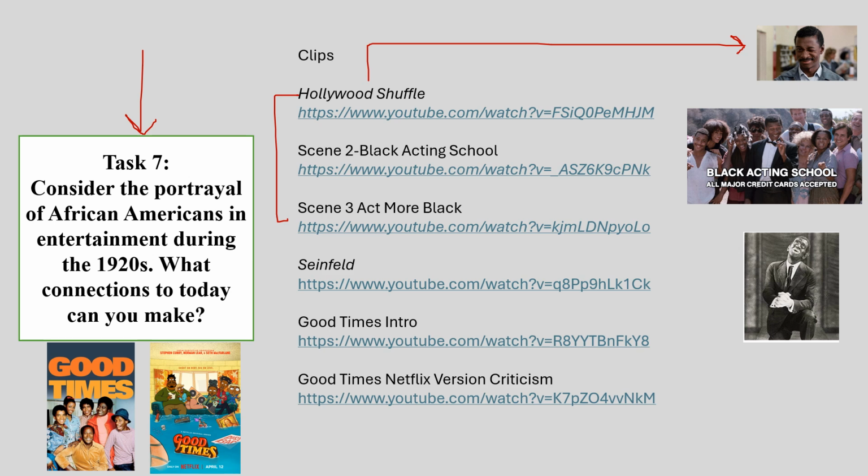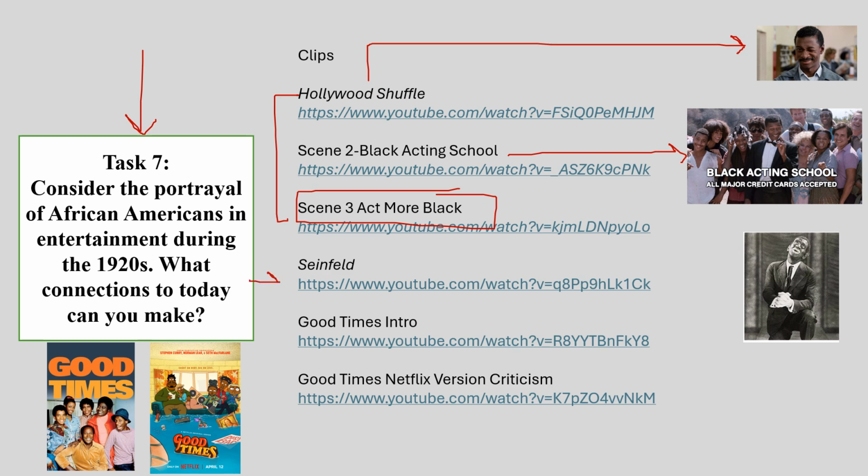In the 1970s, there was something called blaxploitation films, which looked at inner city African American communities, and they were always portrayed as either drug dealers or criminals. And in this section right here, Black Acting School, the main character finds himself in a black acting school where they're learning how to play stereotypical black characters. Scene 3, Act More Black. He has a job as an actor, and the director keeps telling him to act more black.